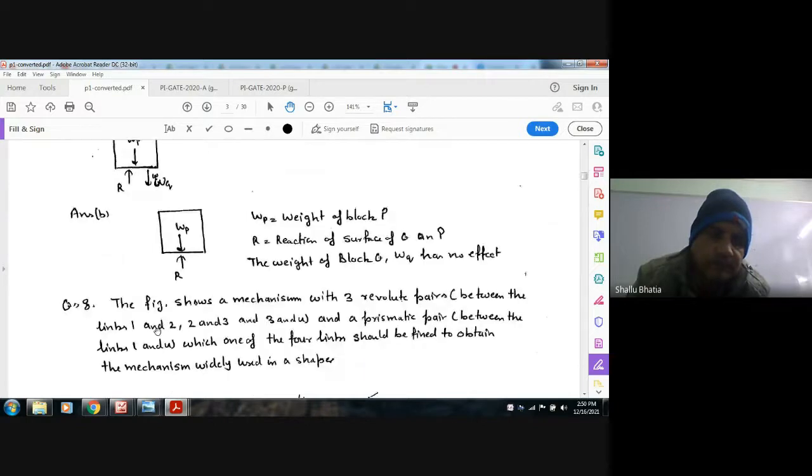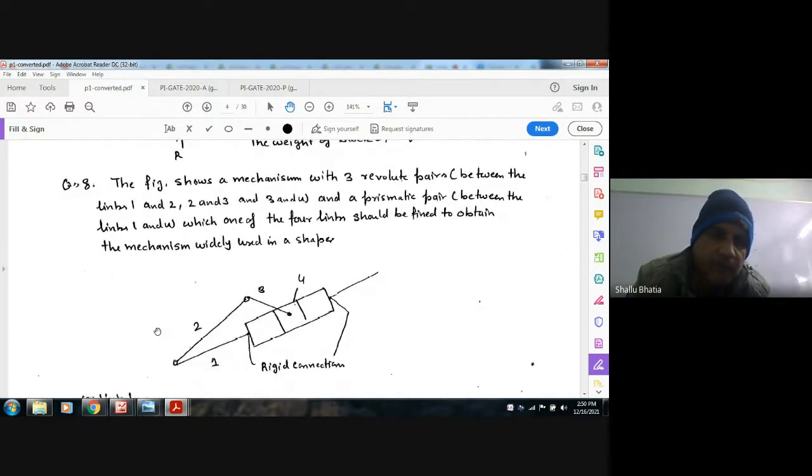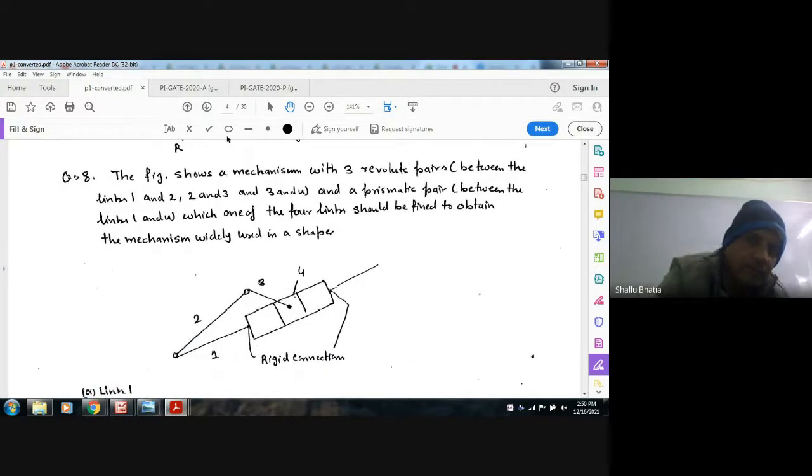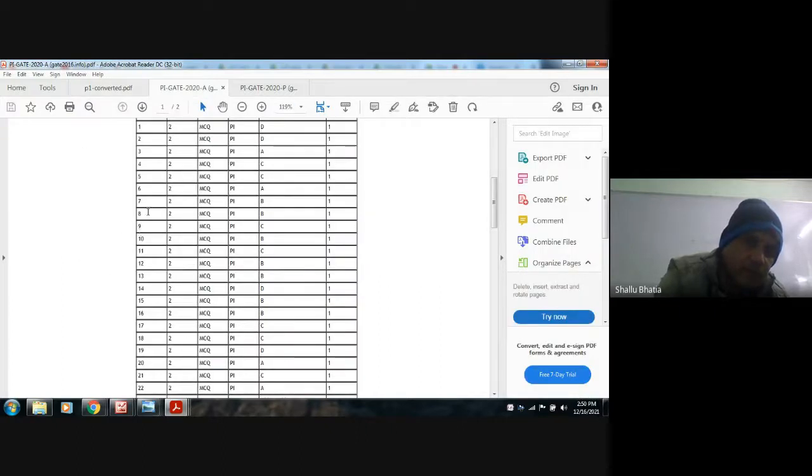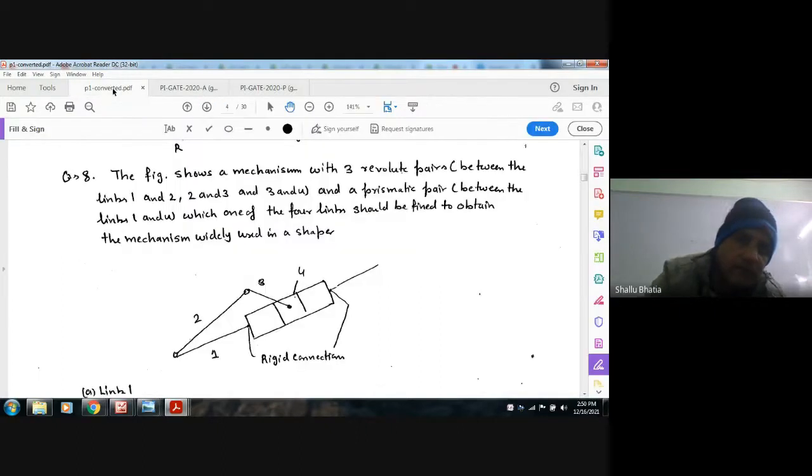Okay, next, question number 7. The figure shows a mechanism with three revolute pairs between links 1 and 2, 2 and 3, and 3 and 4, and a prismatic pair between link 1 and 4. Which one of the four links should be fixed to obtain the mechanism widely used in Shaper?